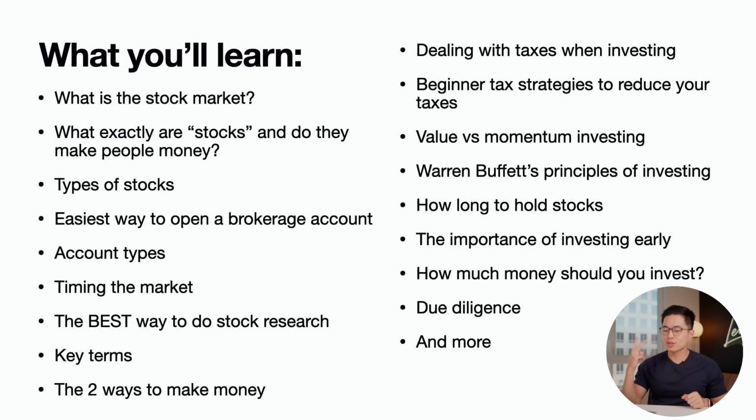We'll go into the two top ways to make money with stocks, and then we'll also go into dealing with all the taxes that come with investing, right? Anytime you buy something and sell it and realize a gain, or even when you realize a loss, there are tax implications, and you will want to know these things before you start investing. We'll also go into value versus momentum investing, and we'll also talk about Warren Buffett's principles of investing. Warren Buffett is one of the most prolific investors of our time, and it's really insightful to go over what his principles are when looking for companies to buy and sell.